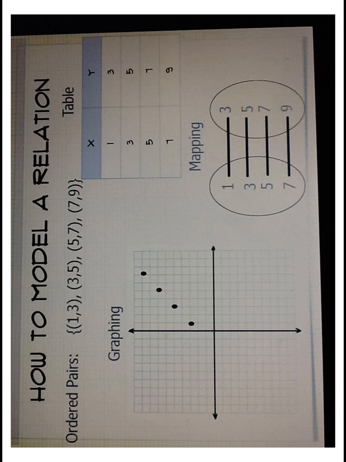Okay? So, we're going to look here on the screen. These are all our different ways of how to model a relation. We have an ordered pair, which is what a relation is. We can take this set of ordered pairs and put it through a graph, put it through a table, or put it through a mapping. But no matter which way we put it, it all gives us the same information. So that is the good thing about functions, is you can model it whichever way you are comfortable with, and it's going to give you the same information.